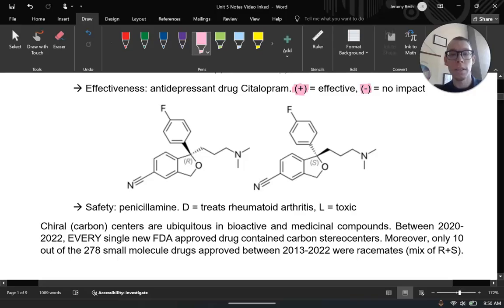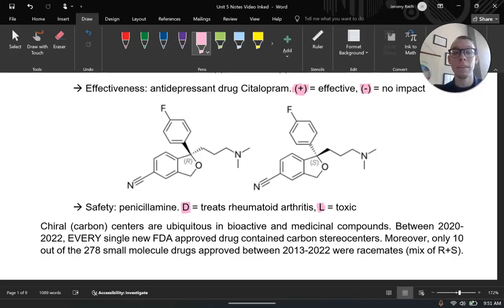Here is an antidepressant drug where the plus form, which has one specific arrangement of atoms, is an effective antidepressant, and the other one has no impact. Outside of just effective versus no impact, there can also be huge safety differences. So here at the bottom, we have a penicillin derivative where one of them is used to treat rheumatoid arthritis, and the other is actually toxic.